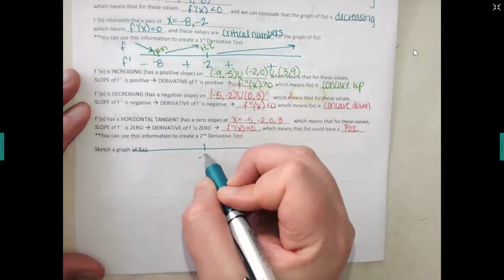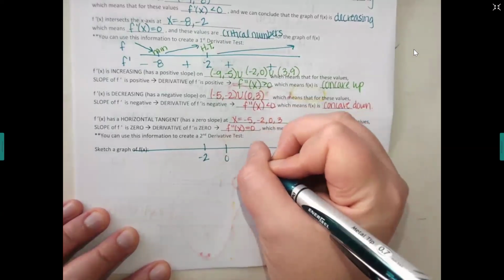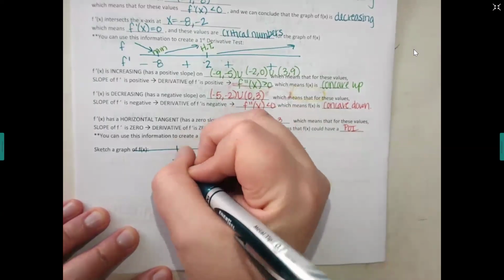So -2, make sure you line it up with your -2 on your first derivative test. You want those on top of each other. Okay, then 0 and 3. And then -5 we'll say is here.